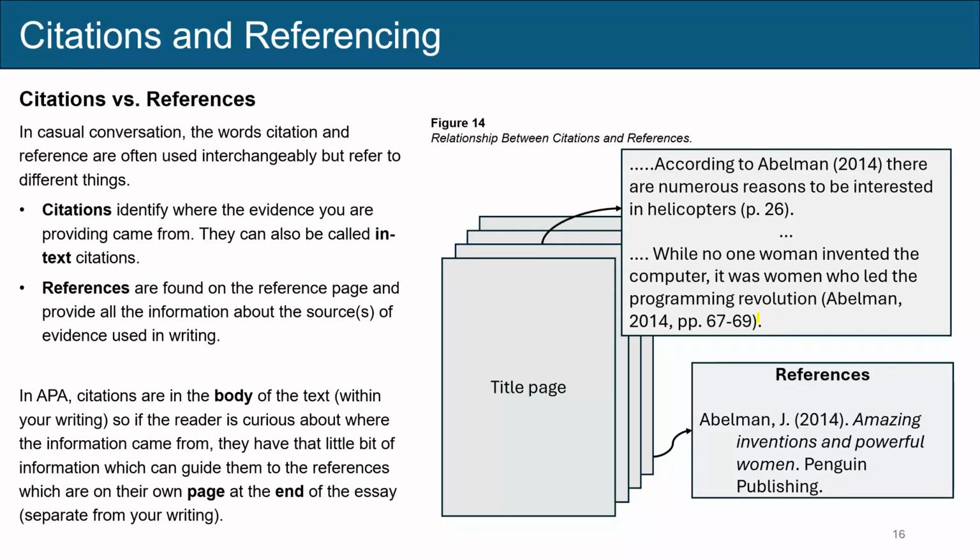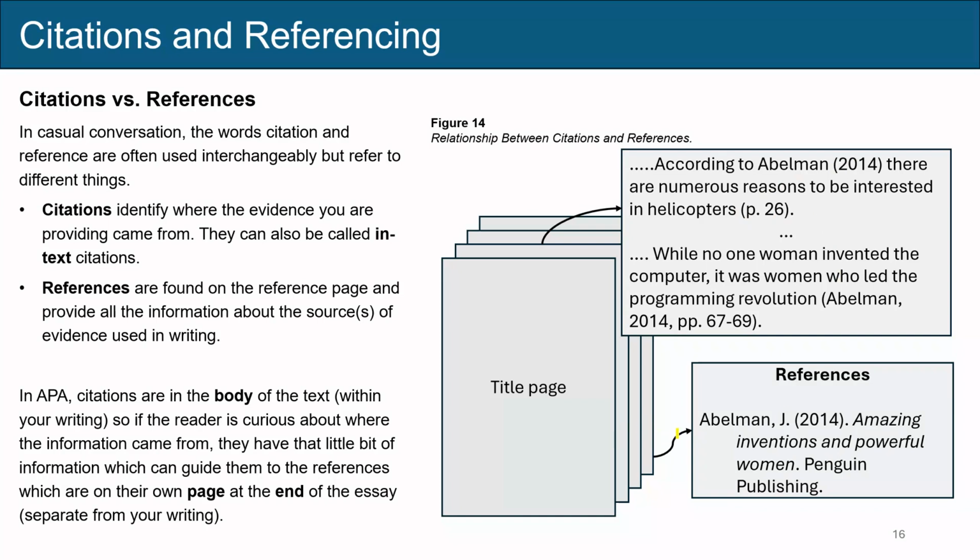By the way, it doesn't matter which one you use, so long as you are citing information that you have borrowed from other sources. Some people prefer to use narrative. Some people prefer to use parenthetical. It is up to you, so long as you are doing it accurately. So your citations are that short bit of information that include author, year, and the location.